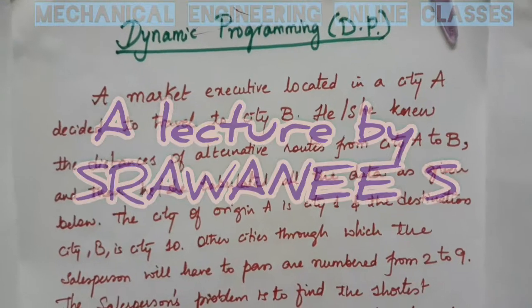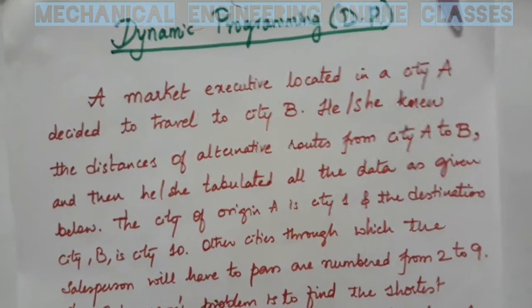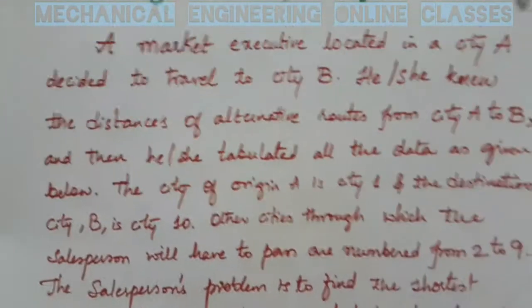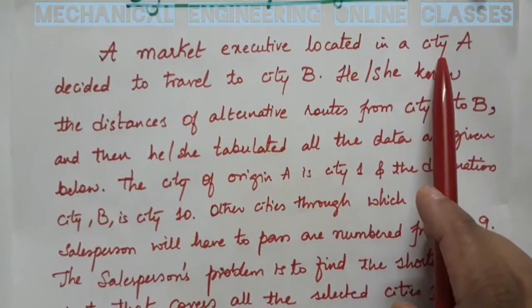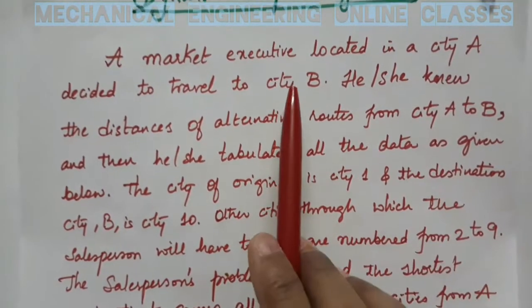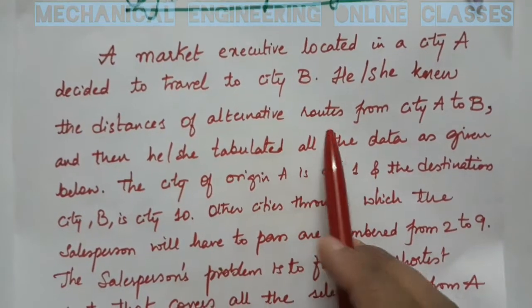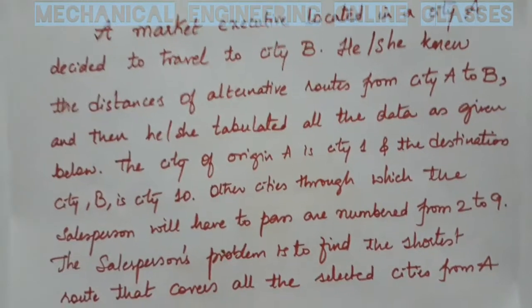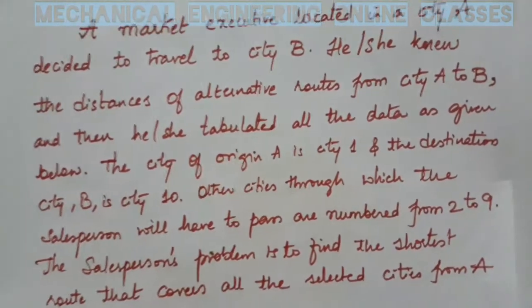Let us solve a problem using the dynamic programming approach. So the question goes on here. A market executive is located in city A and has decided to travel to city B. The alternative routes from A to B are already known to the executive and all the data is tabulated.